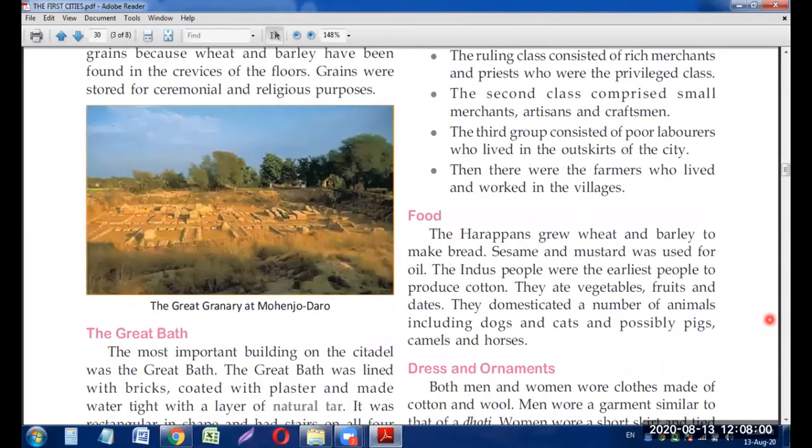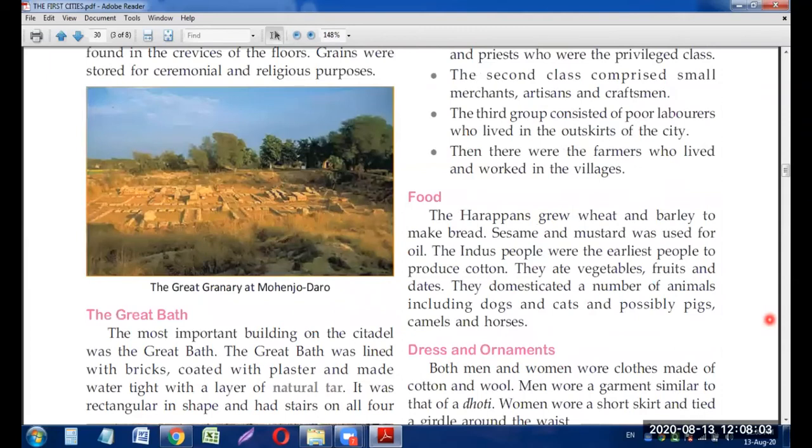And let us see about the food also. The Harappans grew wheat and barley to make bread, meaning chapati or roti. They used sesame and mustard oil for oil purposes. And the Indus people were the earliest people to produce cotton. So that is quite important for MCQs, my dear students. Who were the first to produce cotton? The Indus people, the people who were living around the Indus Valley River.